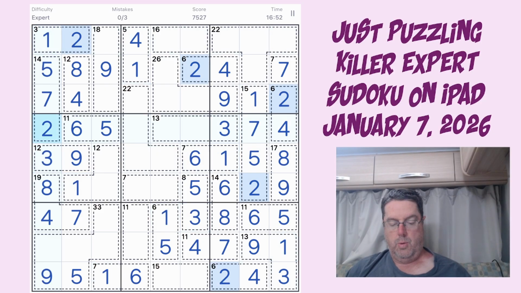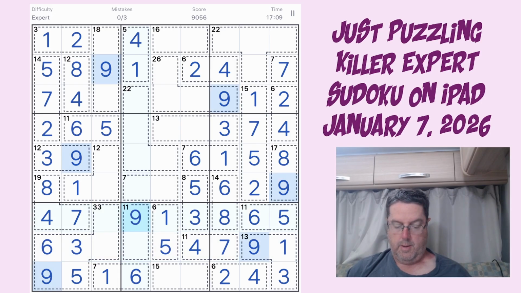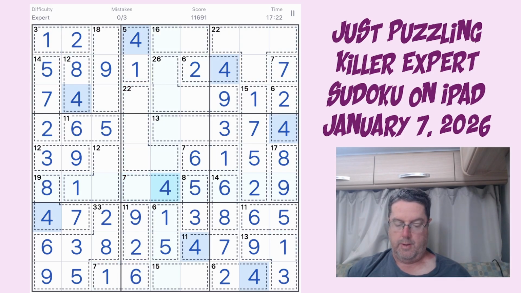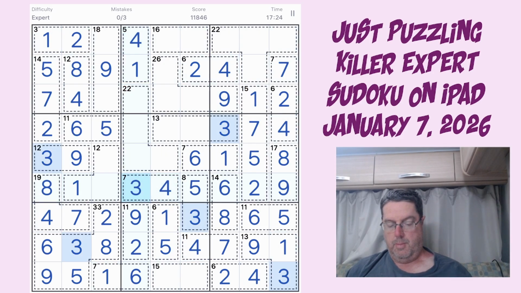1, 2, 3, 4, 5, 6. 6 is there. 1, 2, 3. 3 is there. 1, 2. So 9 and 2. So that's got to be a 9, leaving this to be a 2. 1, 2. There's got to be an 8, apparently. 5 and 6, so this is 3 and 4, 4 can't be there, so this is a 4, leaving this to be a 3. This has got to be the 4 here, leaving this to be the 7.